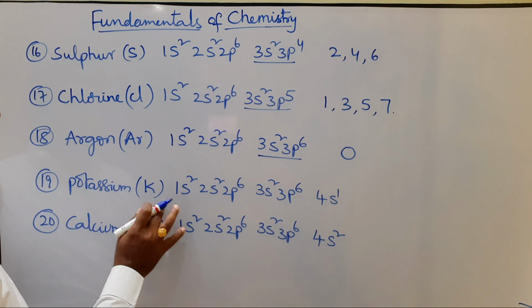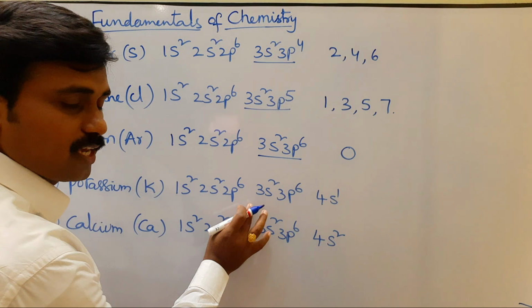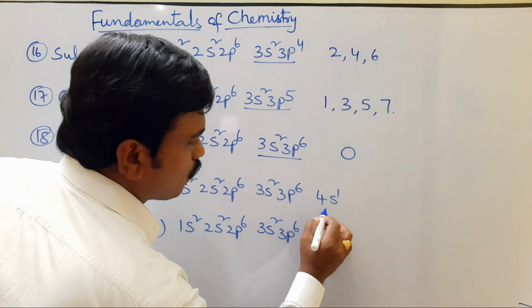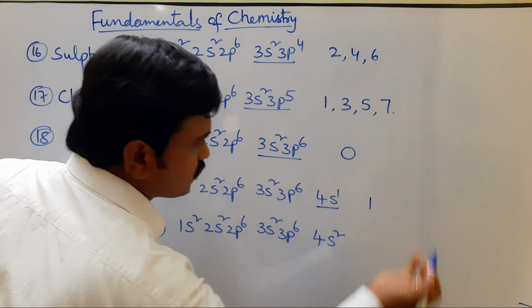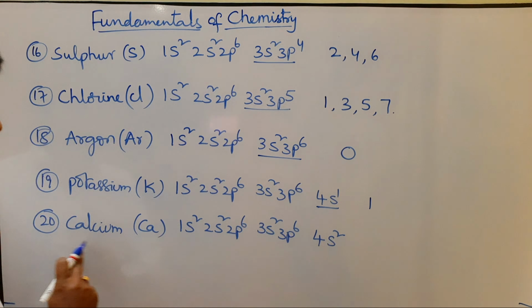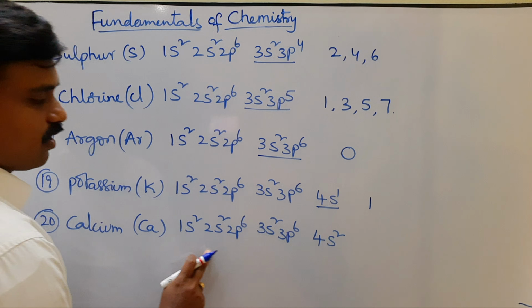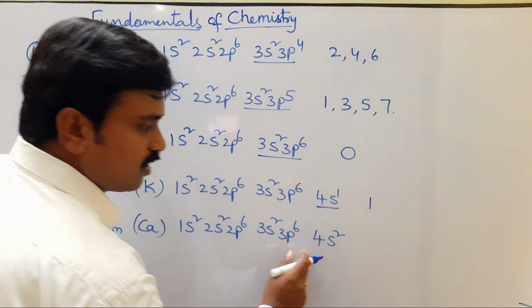Potassium, atomic number 19, its electronic configuration is 1s2, 2s2, 2p6, 3s2, 3p6, 4s1. It has only 1 electron in its valence shell. That's why the valency of potassium is 1. Calcium, atomic number 20. Its electronic configuration is 1s2, 2s2, 2p6, 3s2, 3p6 and 4s2. Its valency is 2.